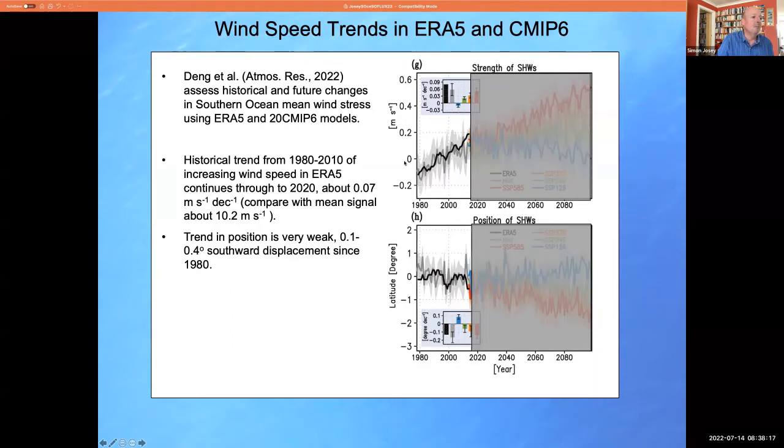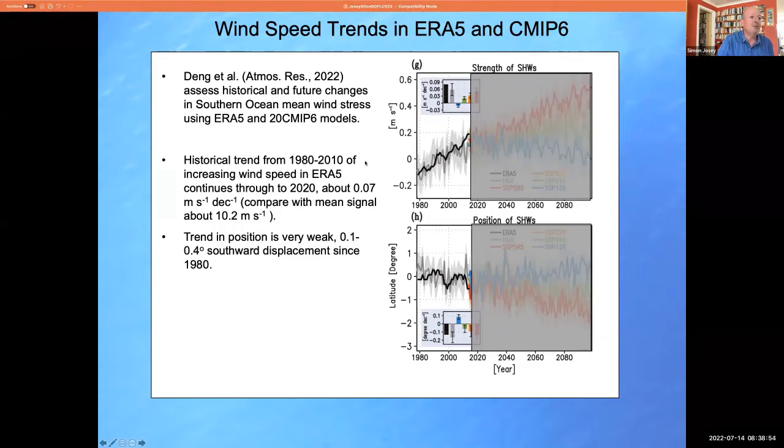Their quoted value is 0.07 meters per second per decade, compared with a mean signal of 10 meters per second. So we're looking at a 1% change per decade in the wind speed strength, which isn't huge. And the reason I say that is because many of these idealized model studies ramp up the wind speeds or wind stress by a huge amount, doubling or even tripling them. I don't think that's really supportable, and I understand that sometimes you need to do that in order to get a model response.